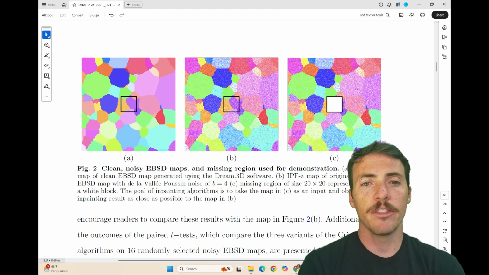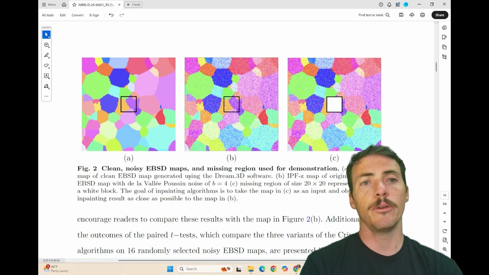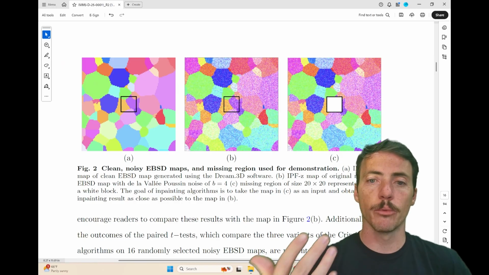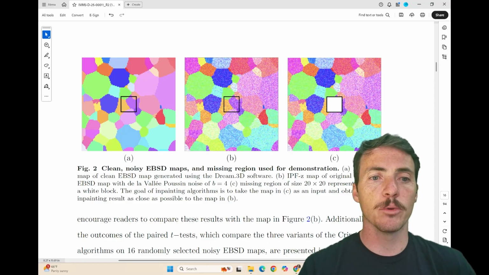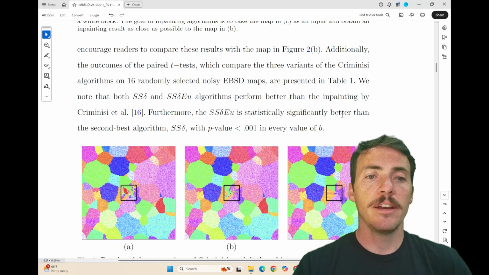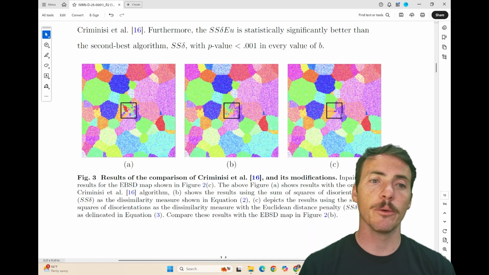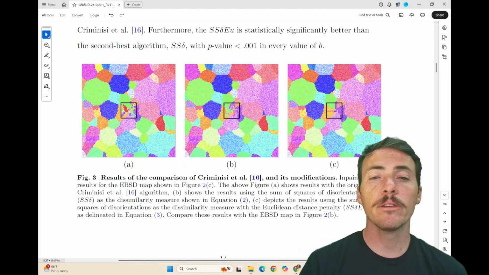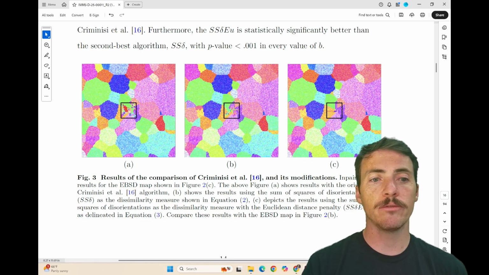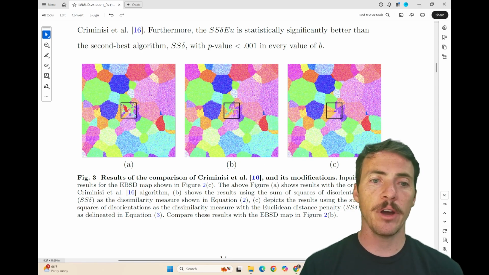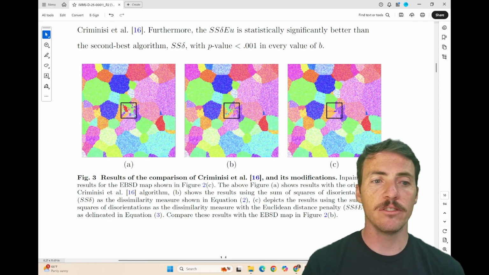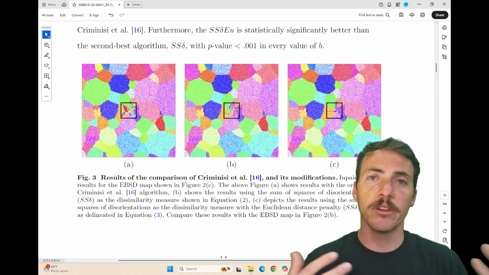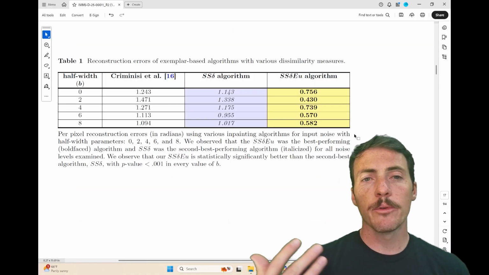Here's an example. On the left, you see a clean EBSD map. In the middle, it's a noisy EBSD map. And on the right, now you see a missing region used for demonstration. Okay, and these were generated using Dream 3D. Now down here, you can see what happens when you try to infill it with different approaches. The one on the far left is just using the original Criminisi algorithm. In the middle, now you have the results using a sum of squares of disorientation. And on the far right, now you have a different dissimilarity metric. It is the sum of squares of disorientations, but measured with a Euclidean distance penalty. So it's their novel approach that they're using here. And the results speak for themselves.